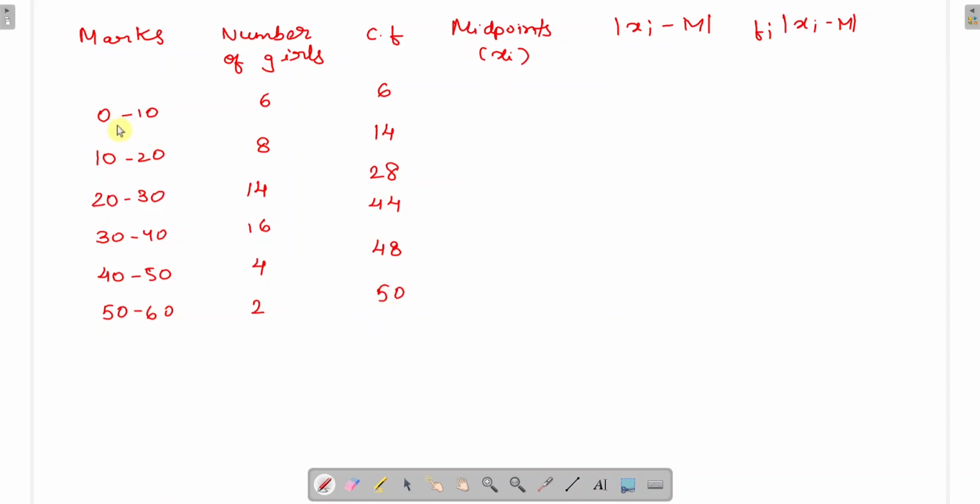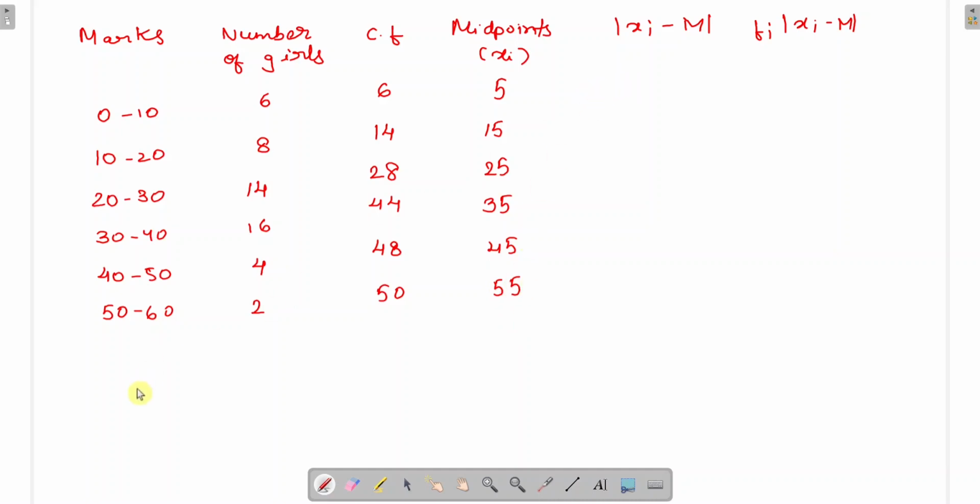Then the midpoints of these class intervals. So the midpoint of 0 to 10 is 5. You can do it by 0 plus 10 divided by 2, which is 10 divided by 2, so you will get 5 only. Then the midpoint of 10 to 20 will be 15, then of 20 to 30 will be 25, 30 to 40 will be 35, 40 to 50 will be 45, and for 50 to 60 the midpoint is 55.